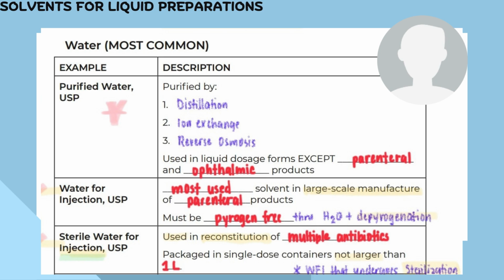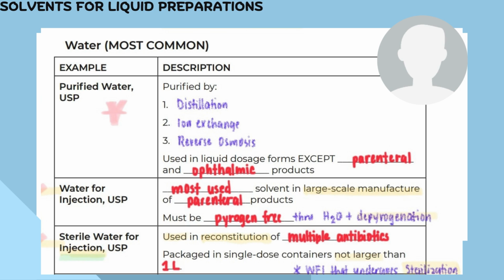Okay, let's summarize the three examples. So first, the purified water USP. Then purification or characteristics: it is purified through distillation, ion exchange, and reverse osmosis, and then used for oral, topical, and external products, and then not for parenteral and ophthalmic use.